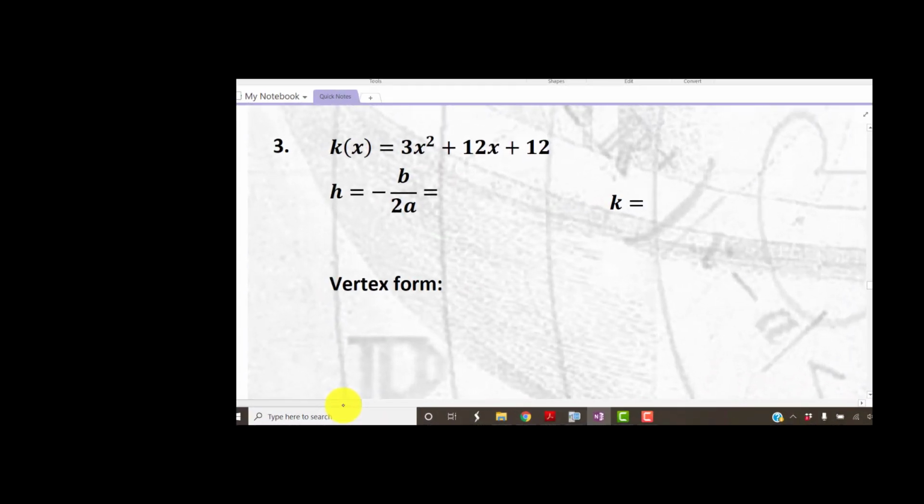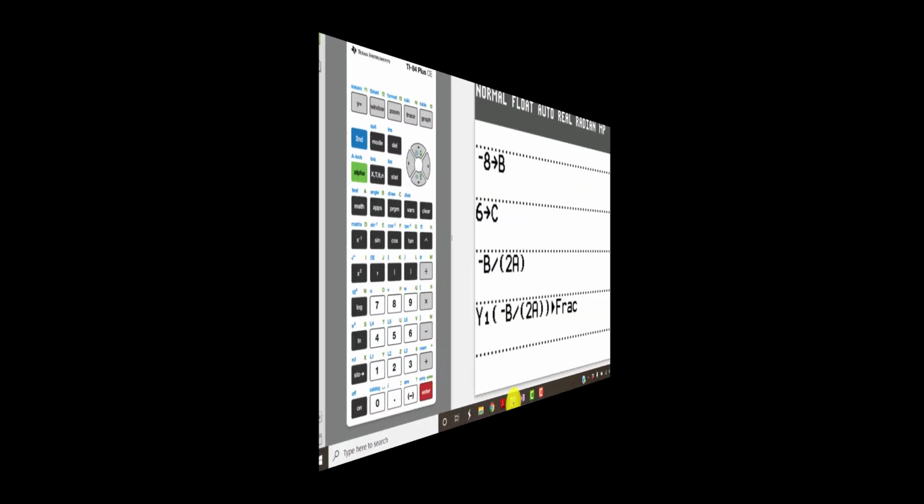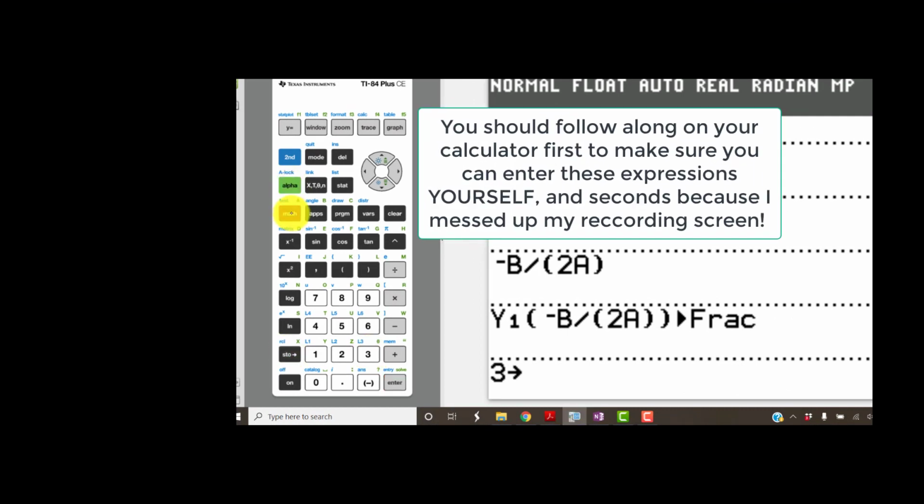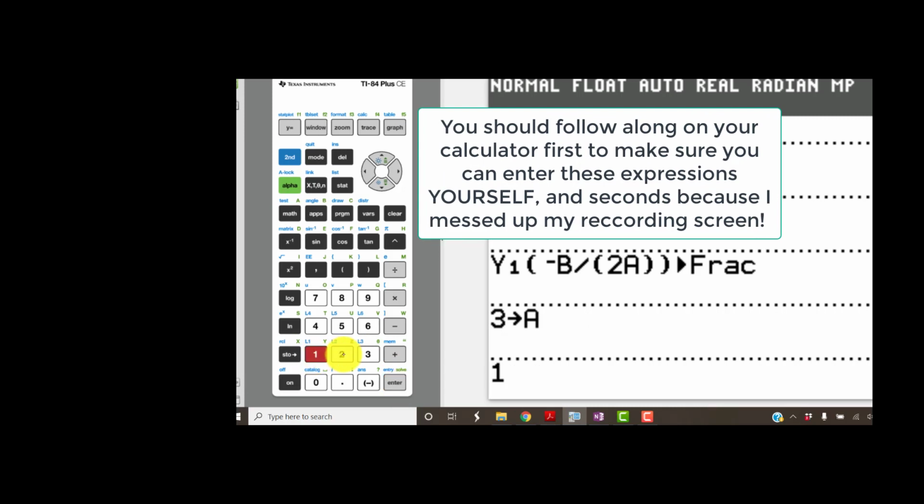Okay, so this is example 3 from your notes. It is going to be faster because most of the things I need are plugged in my calculator. For this example, I just need to enter A, B, and C, right? So A is 3, B is 12, and C is also 12. Okay, let's go and take the calculator. So 3 stored into A, here we go. 12 stored into B, like so. 12 stored into C, like so.